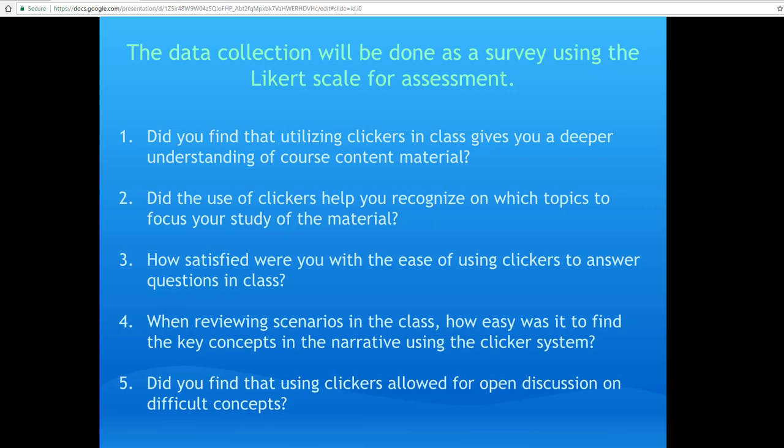3. How satisfied were you with the ease of using clickers to answer questions in class? 4. When reviewing scenarios in class, how easy was it to find the key concepts in the narrative using the clicker system? And 5. Did you find that using clickers allowed for open discussion on difficult concepts?